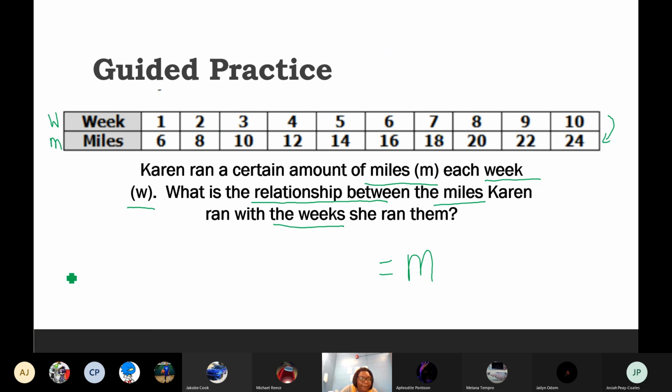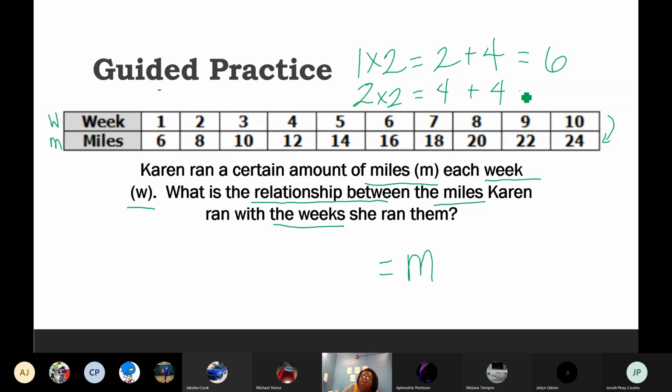Here's the one I can follow. I have to multiply 1 times 2. Can someone tell me what that is? 2. And then I have to add 4. Now, does that work? And that will give me 6. Will that work here? 2 times 2. What's that going to equal, guys? 4. And then add 4. Will I get 8? Yes.